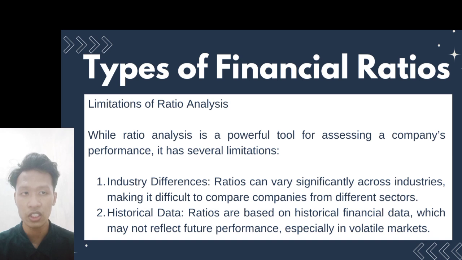Limitations of ratio analysis. While ratio analysis is a powerful tool for assessing a company's performance, it has several limitations. Number 1, industry differences. Ratios can vary significantly across industries, making it difficult to compare companies from different sectors. Number 2 is historical data. Ratios are based on historical financial data, which may not reflect future performance, especially in volatile markets.